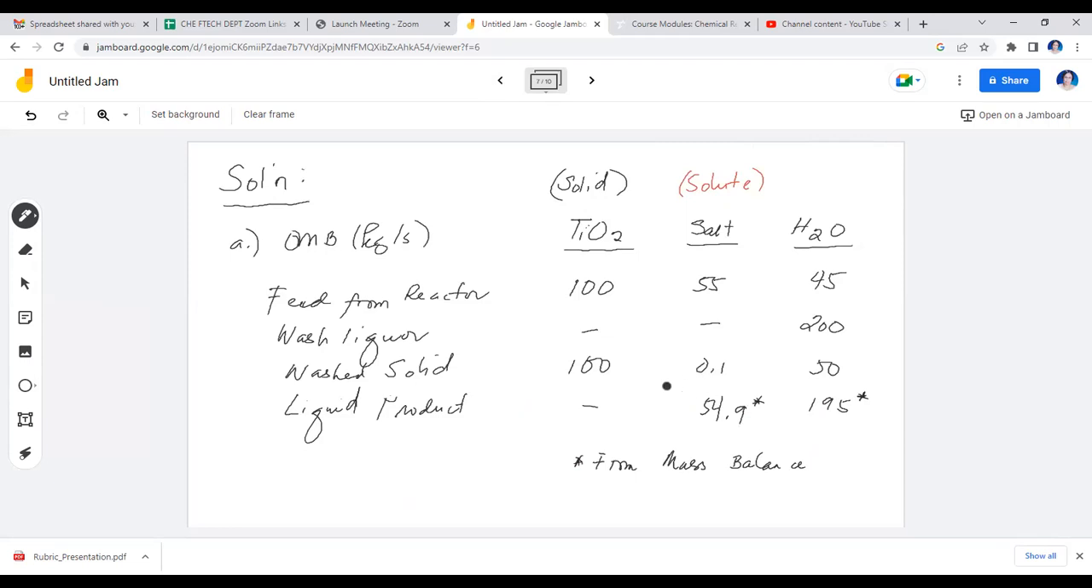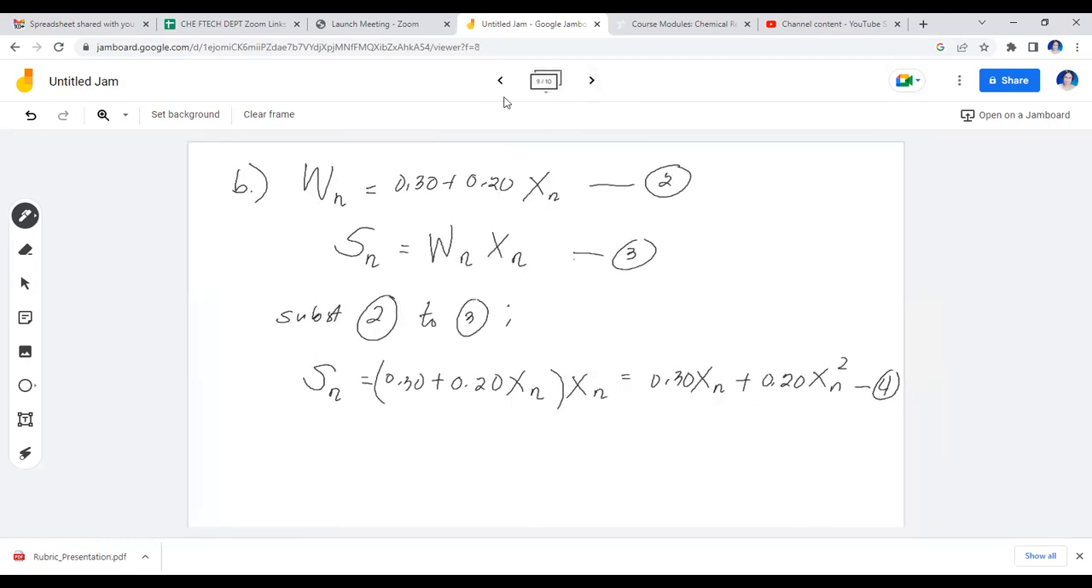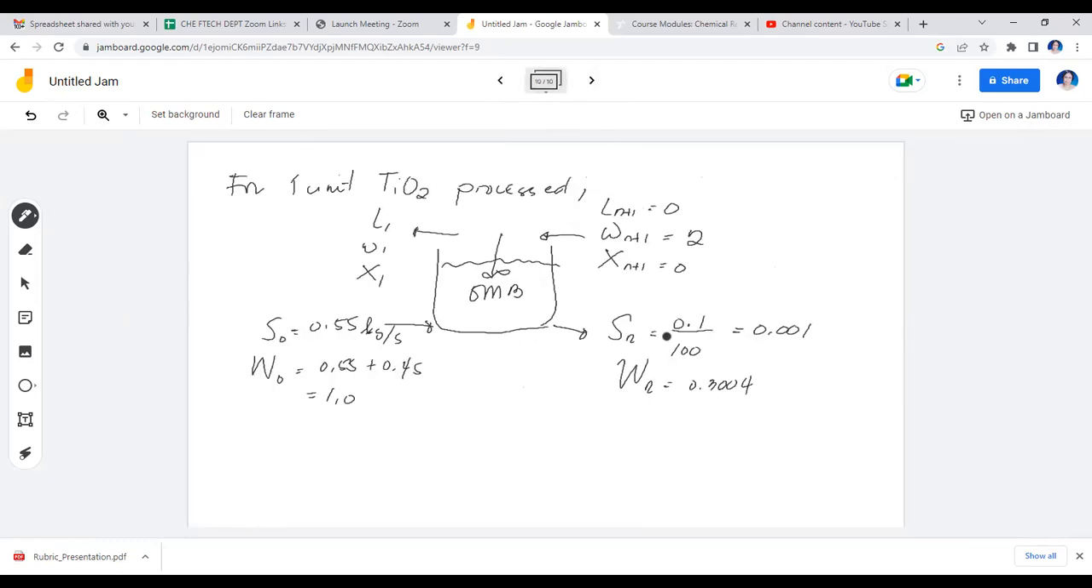So the table that we did for the final wash solid shows the amount of salt that it contains, the salt of the slurry from the end thickener. But this is for 100 kilograms per second of titanium dioxide, since this overall material balance is for 100 kilograms per second of titanium dioxide. So we divided 0.1 by 100, and it's now 0.001 kilogram per second.